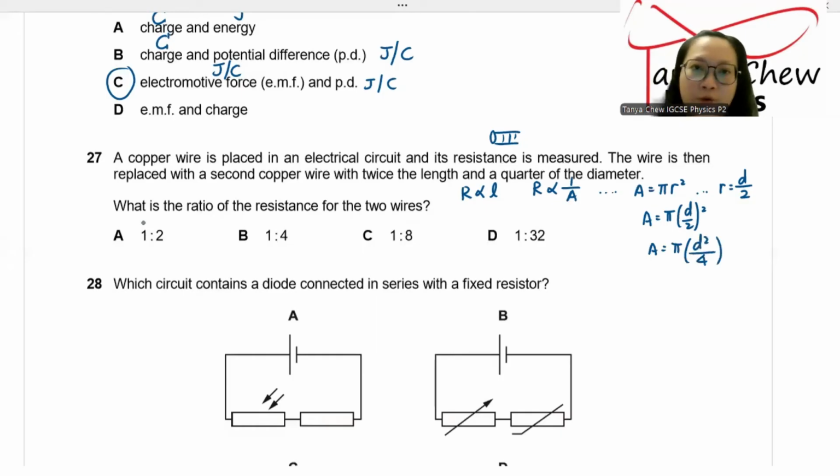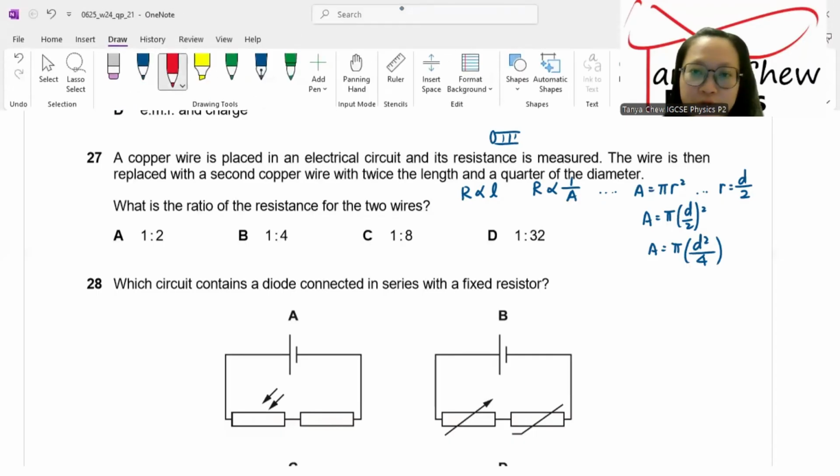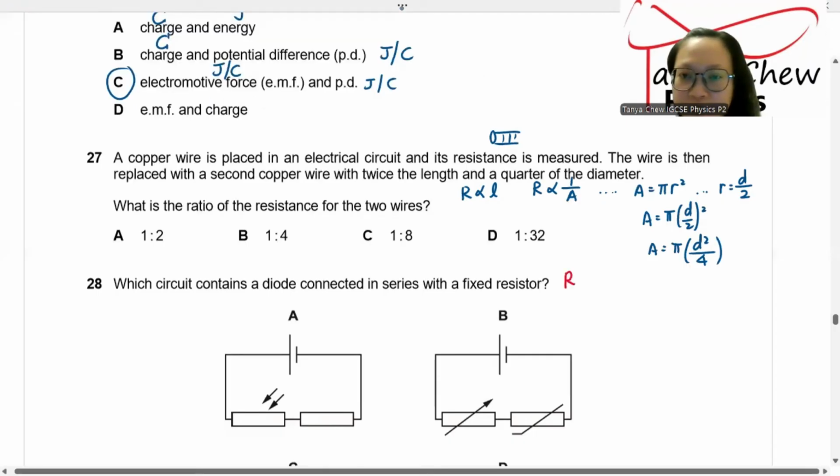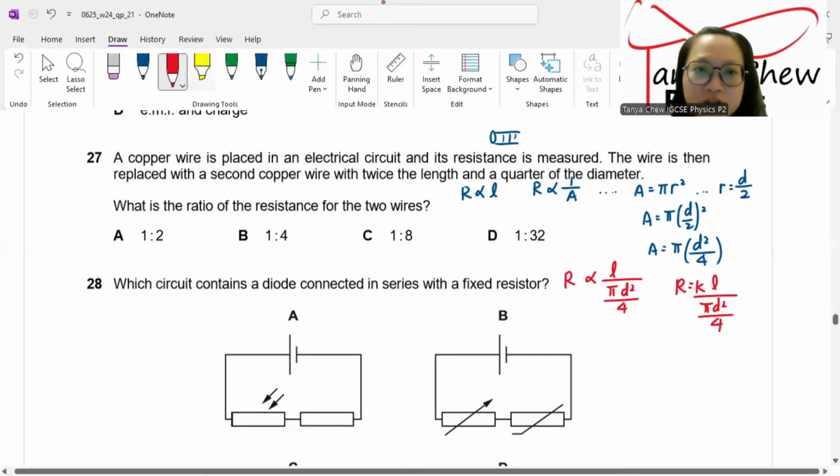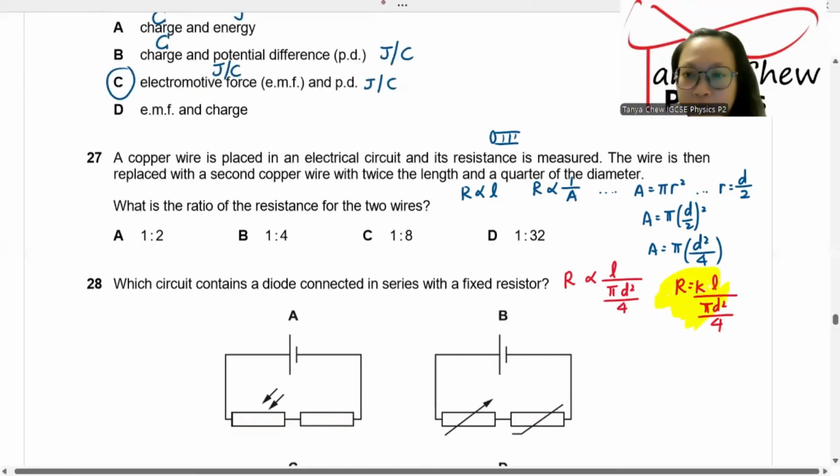And now I am going to come up with the general equation for the resistance. So resistance is directly proportional to length, but inversely proportional to pi d squared over 4. And then to make this more complete, I get rid of the proportionality symbol by putting a constant here: k times length over pi d squared over 4. I am definitely going to use this to do my calculation.